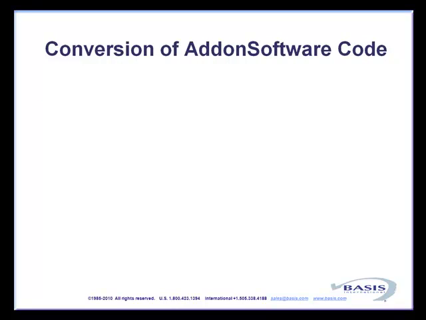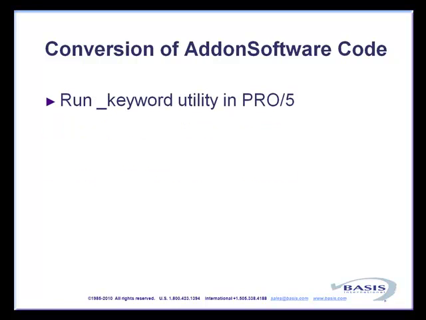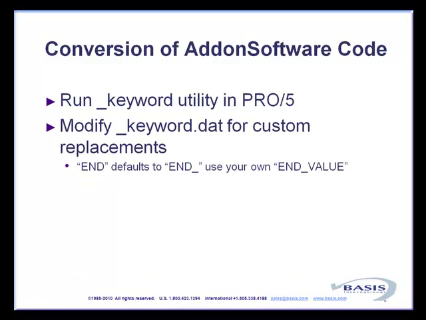So what did we need to do to convert the packaged add-on software code? Firstly, we need to run the _keyword utility in Pro5. So it's a Pro5 utility. It works against a tokenized program set. We can modify the _keyword.dat file, which actually contains the replacements for the keywords that are used in BBJ.